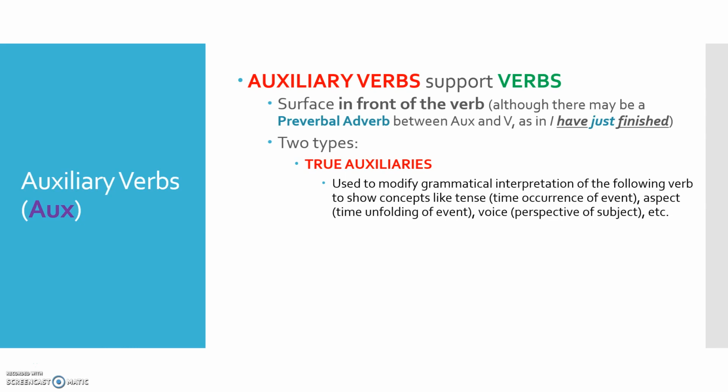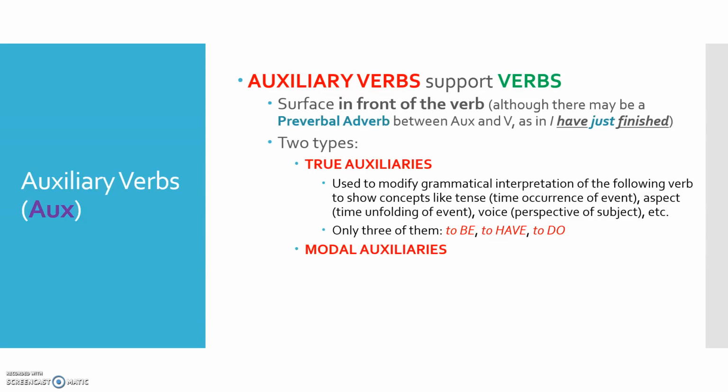So they indicate things like tense, so when an event occurs in time, they indicate things like aspect, which is how does the event unfold in time, and they indicate things like voice, which is the perspective of the subject relating to the verb, which we will talk about in a little bit more detail in a few minutes. So there are only 3 true auxiliaries, so that's not very many just to memorize. We've got the auxiliary verb to be, to have, and to do. So be, have, and do are the 3 true auxiliaries.